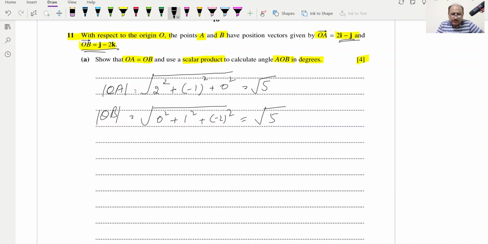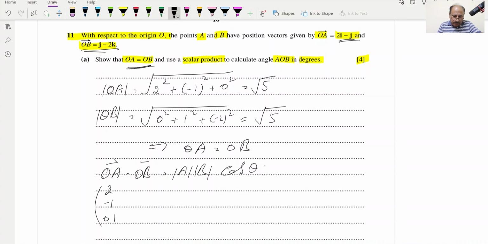and this is also equal to under root of 5. And from here we can see this implies OA is equal to OB, which we are required to show, and use a scalar product to calculate angle AOB. So scalar product is what? OA vector dot OB vector will be equal to OA magnitude, OB magnitude, and cos of theta. So OA is given, OA is 2, minus 1 and 0. And the second dot product of OB, and OB is 0, 1 and minus 2.